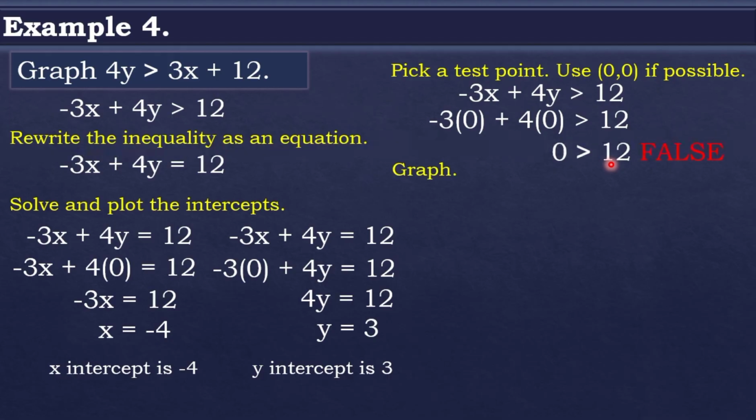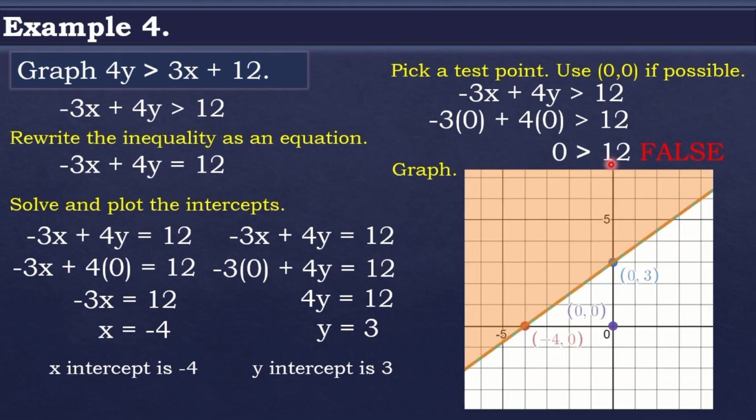Okay? So, kapag ginraph yan, ipapakita ko na lang po yung graph niya. Ito na po siya. So, ipa-plot natin yung dalawang intercepts natin. (-4, 0). Ito yung (-4, 0). And then, (0, 3). Ito si (0, 3). And then, ito yung line. Now, ito yung test point na (0, 0).